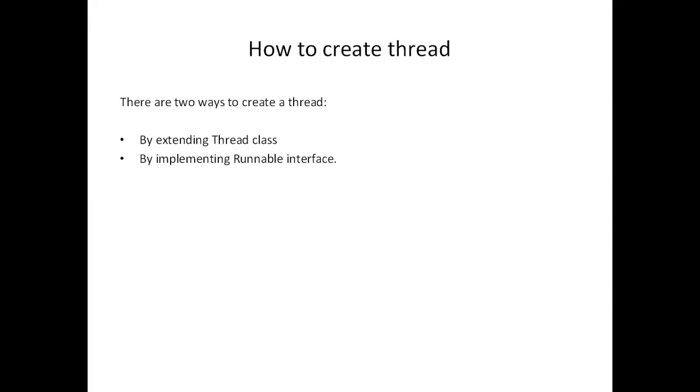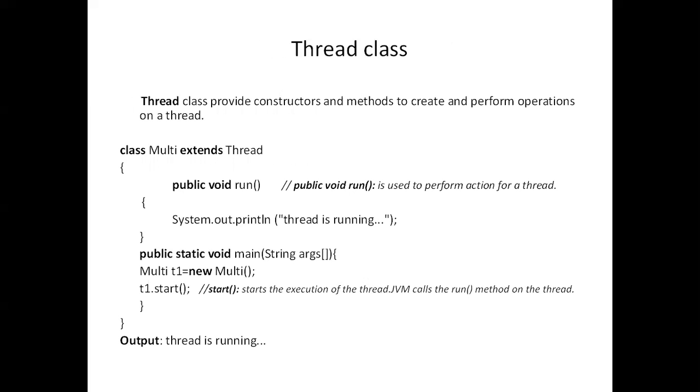How to create a thread in Java? In Java, there are two ways to create a thread: number one, by extending the Thread class, and number two, by implementing the Runnable interface. At first, how to create a thread using the Thread class. The Thread class provides constructors and methods to create and perform operations on a thread.